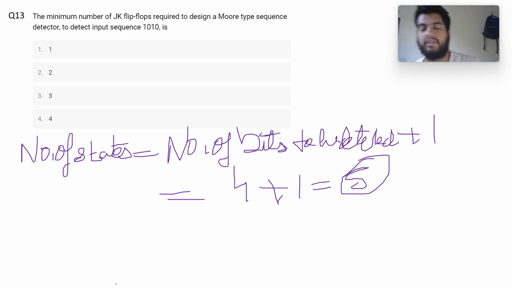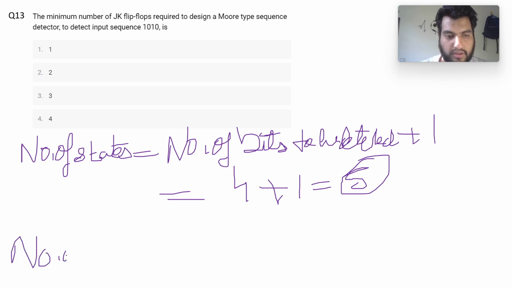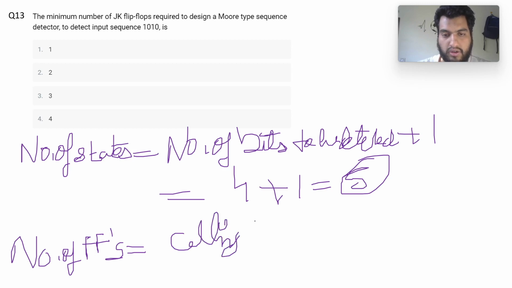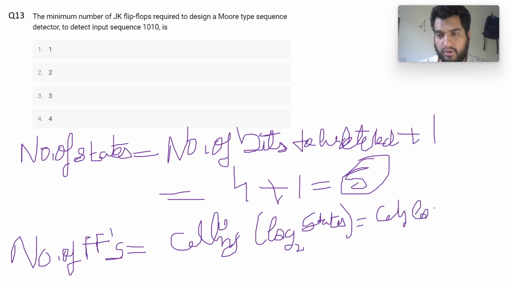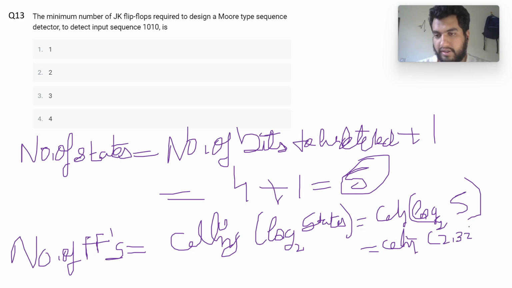Now we need to find out how many flip-flops are required to implement this sequence detector. So we saw it earlier also. The number of flip-flops is simply equal to ceiling of log 2 of number of states, and that is equal to ceiling of log 2 of 5. Log 2 of 5 is 2.32, and we need to find the ceiling of 2.32, that is the greatest integer that comes first after the number, that is 3.